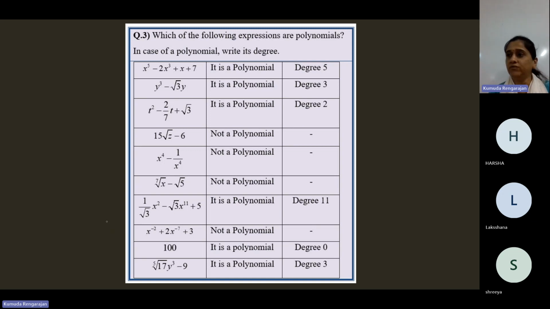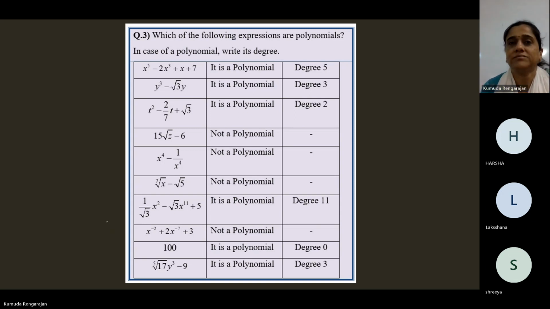You know how to identify if the expression is a polynomial or not a polynomial, and you also know how to identify the degree. That's the heading. Which of the following expressions are polynomials? Only if it's a polynomial can you write its degree. Degree is associated only for polynomials, not for algebraic expressions.